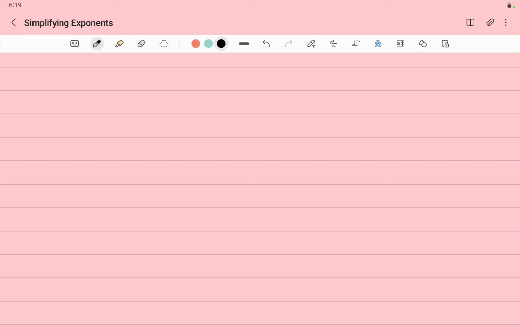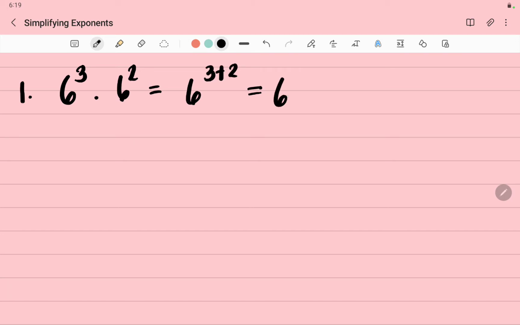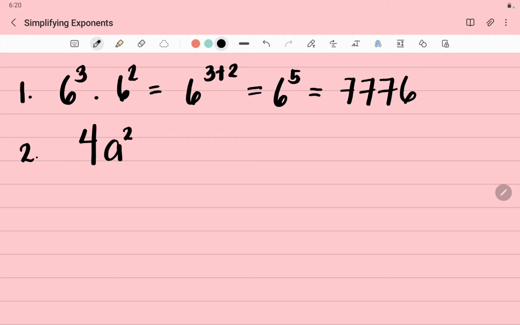And for today's lesson, we will discuss simplifying exponents. Let's say we have number 1, 6 raised to 3 times 6 raised to 2. So that is 6 raised to 3 plus 2. We have now 6 raised to 5. Simplify 6 raised to 5. That is now 7,776.